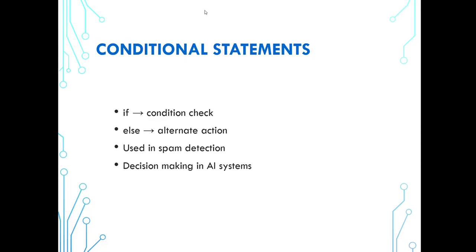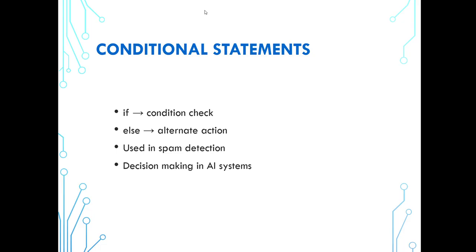And next is conditional statement. Just 5 minutes back I said to you, ignore if, what is this if, but now we are into if and else conditions, that is conditional statements. So what are conditional statements? Conditional statements are those which help the computer to take decisions. As we saw in that example, if is the condition, where you're checking that his age is greater than 21 and salary is greater than 25,000. And else is an alternate action, used in spam detection and decision making in AI systems.